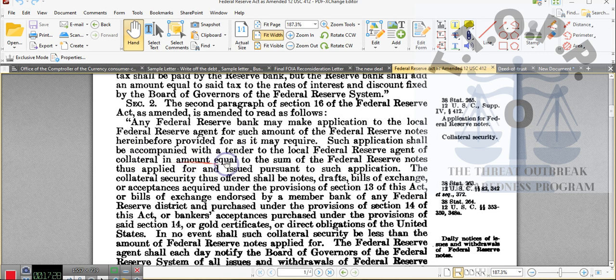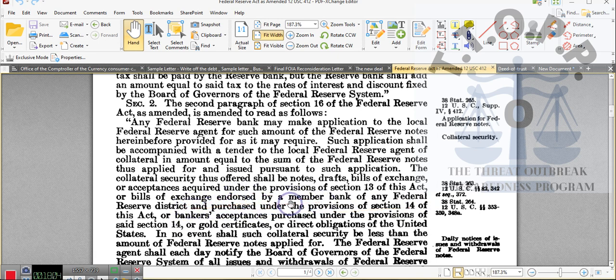And then it says of collateral in the amount equal to the sum of Federal Reserve notes thus applied for and issued pursuant to such application. The collateral security thus offered shall be notes, drafts, bills of exchange, or acceptances acquired under the provisions of Section 13 of this Act, the Federal Reserve Act. So go and read Section 13 of the Federal Reserve Act. That's what they're telling you. Or bills of exchange endorsed by a member bank of any Federal Reserve District. See, any Federal Reserve District, but it's a member bank.